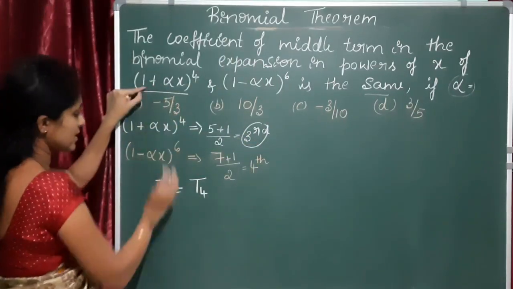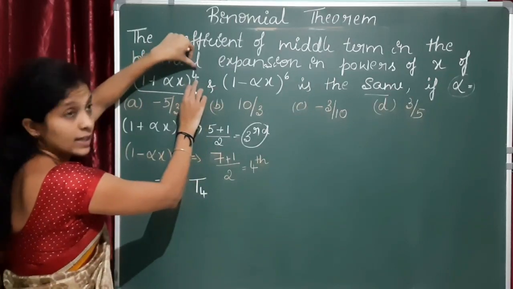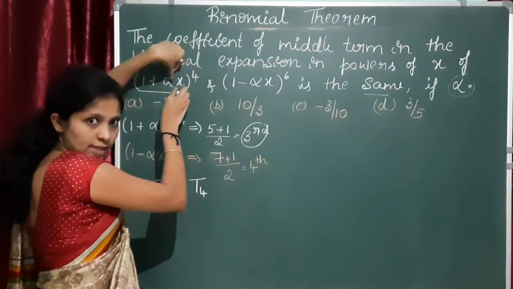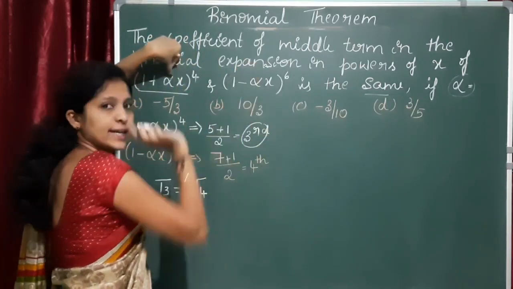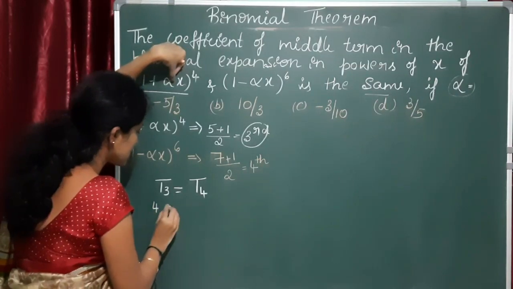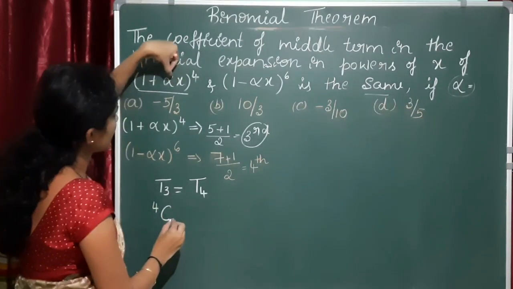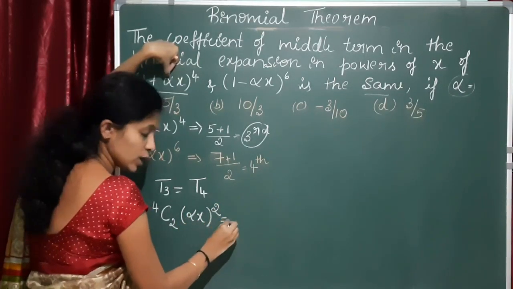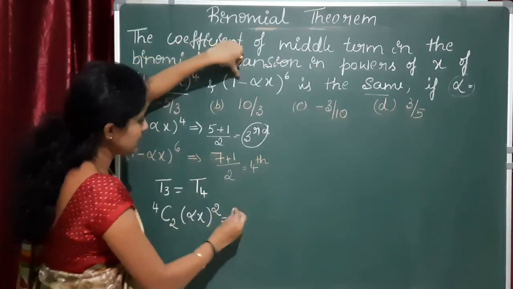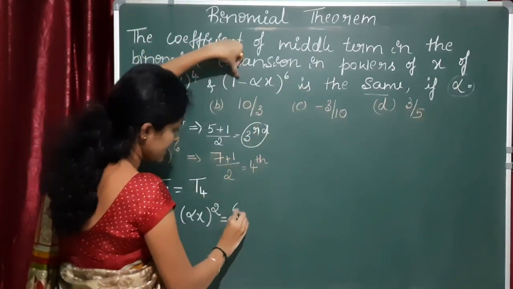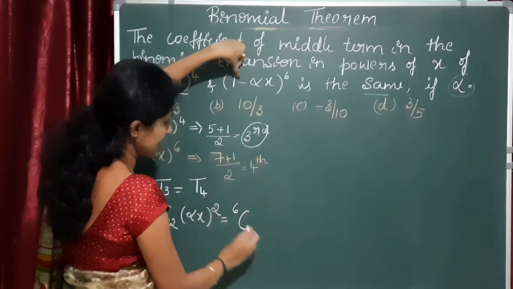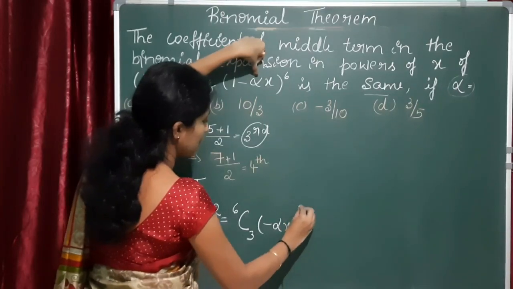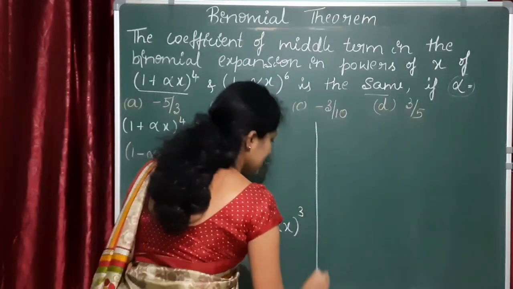Now we will substitute this one in this equation, T3. See, this is in the first, be careful about this, third term in the first expansion and fourth term in the second expansion. So this is n is 4, C, r is 2 and anyway here 1 is there. Alpha x whole square, right, is equal to T4 in this expansion. n is here 6, right, C, r is here 3 into (minus alpha x) whole to the power 3. We'll simplify so that we'll get the value of alpha.